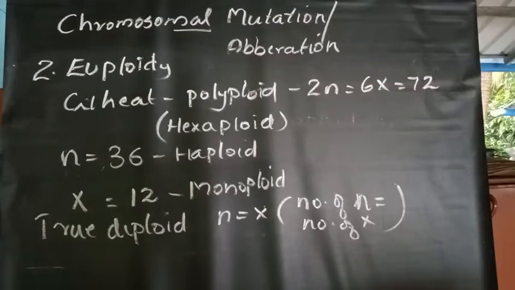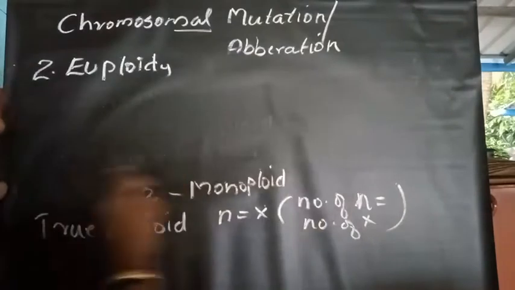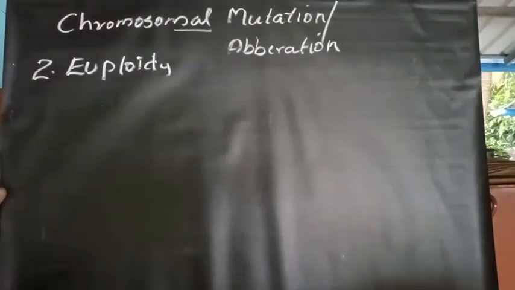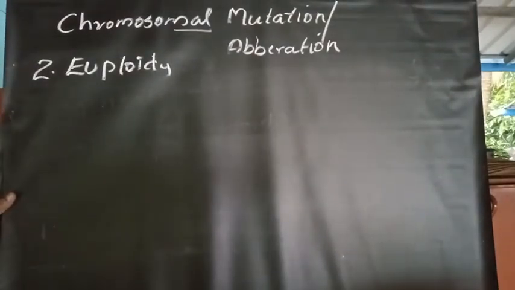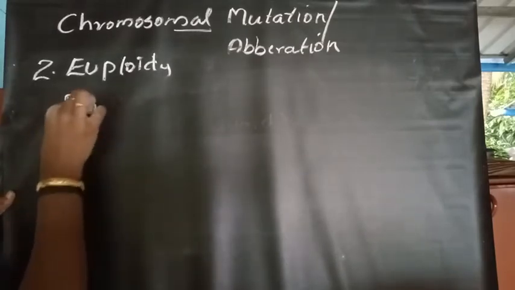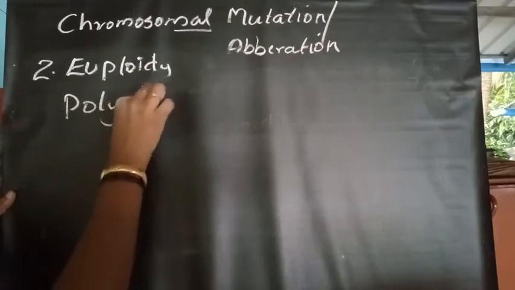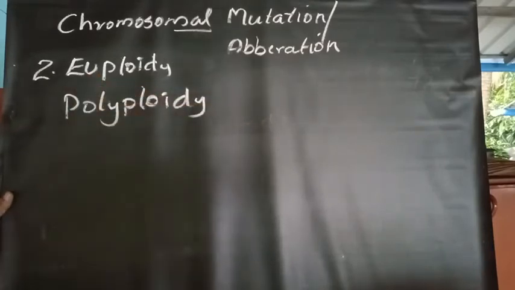Then the polyploidy condition. That is one example we discussed, polyploidy. It is a condition where an organism possesses more than two basic sets of chromosomes. Polyploidy means when an organism possesses more than two sets of chromosomes. And there are different types of polyploidies.